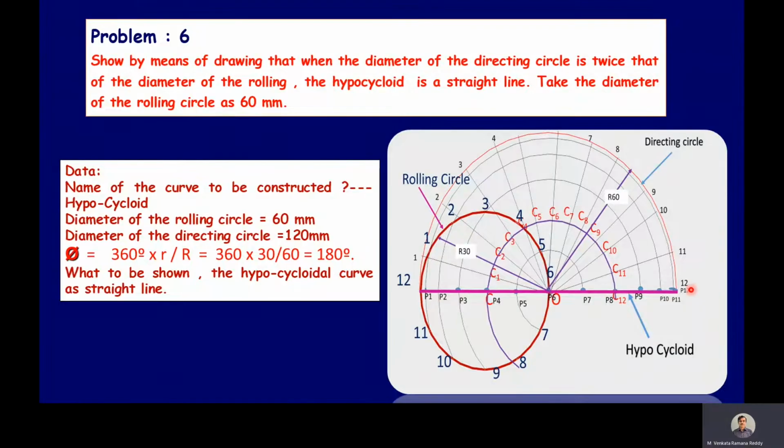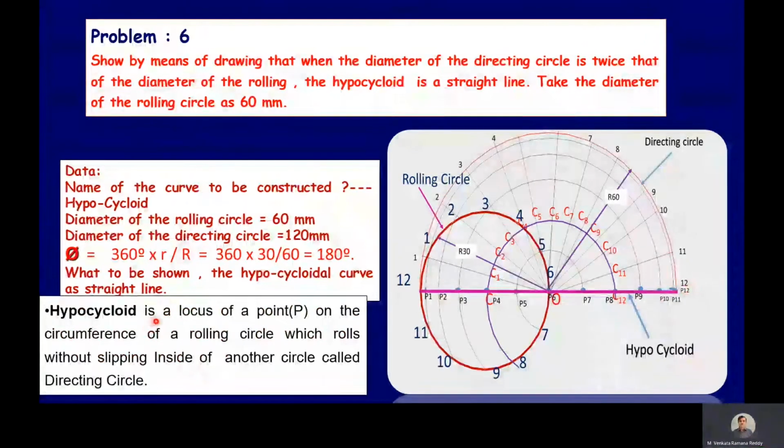Then we will see what we mean by hypocycloid. Hypocycloid is the locus of a point P on the circumference of a rolling circle which rolls without slipping inside another circle called the directing circle. Here, this rolling circle rolls inside this directing circle and the diameter of the rolling circle is half of the diameter of the directing circle. Then the curve obtained is a straight line, which we have to show. Now we'll enter into the brief overview of the solution.